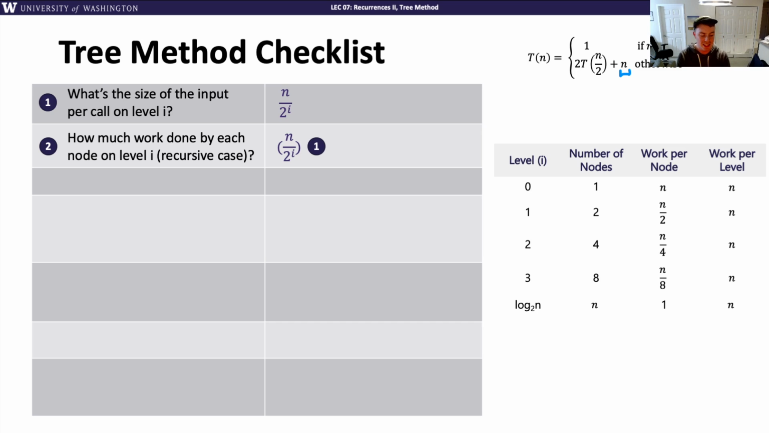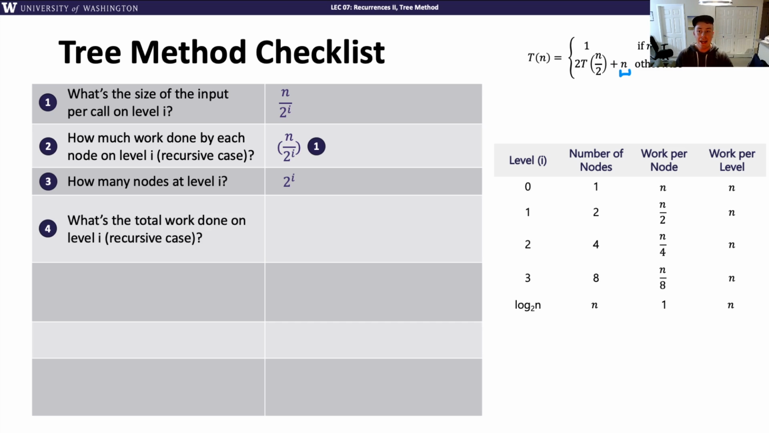We'll handle the base cases later. Okay, so how many nodes are at level i? Well, we kind of talked about that one before. Since we're doubling the number of recursive calls each time, we're going to have 2^i nodes at each level. And if we want to figure out the total work done on level i in our recursive cases, we just multiply the answers to question 2 and question 3, the number of nodes at that level times the work per node. So 2^i times n over 2^i, that's just going to be n. Pause here for 1 second.